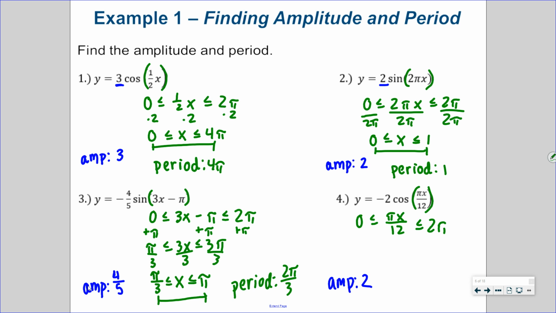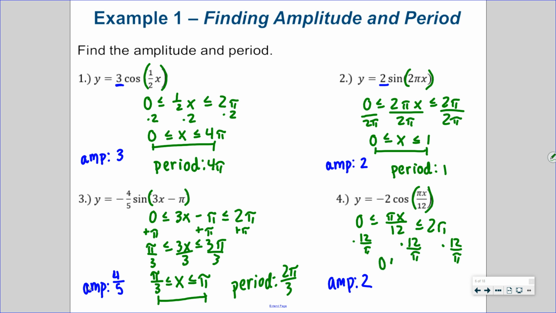Okay, you can do this in 2 steps. You can times everything by 12 and then divide by pi, or you can just times by the reciprocal, 12 over pi. If that confuses you, don't do it. You'll get the same answer. If it's easier to do it in 2 steps, totally fine.